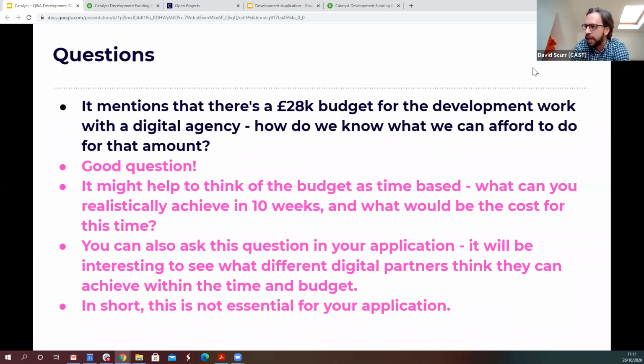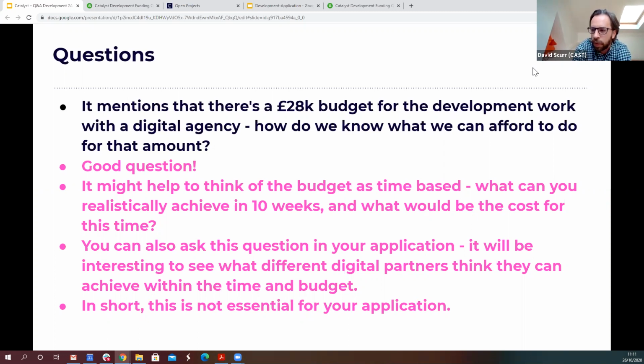It might help to think of the budget as time-based. So what can you realistically achieve in 10 weeks? And what would be the cost for this time? You can also ask this question in your application, because it'd be really interesting to see what different digital partners think they can achieve within the time and budget.